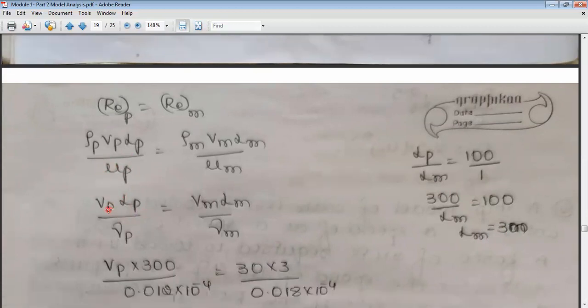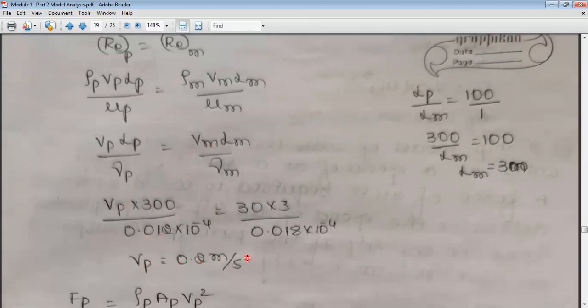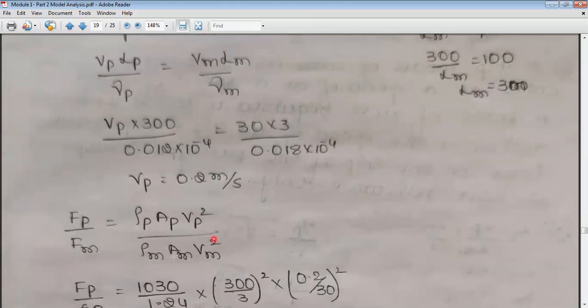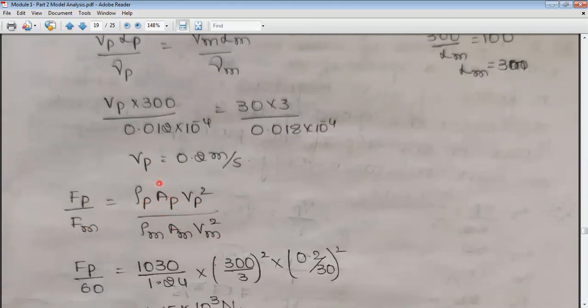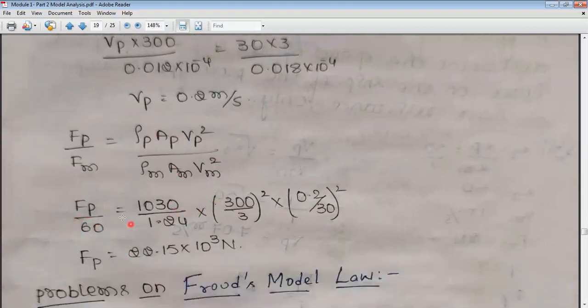Then you write the formula, you substitute, you get the velocity of prototype. Once you get velocity of prototype, you have to find the force in the prototype also. Same, Fp by Fm is equal to rho p AP Vp square divided by rho m AM Vm square. AP and AM are replaced by LP square and LM square. You substitute everything, because the force of the model is given, you can find out Fp as 22.15 into 10 power 3 Newton.